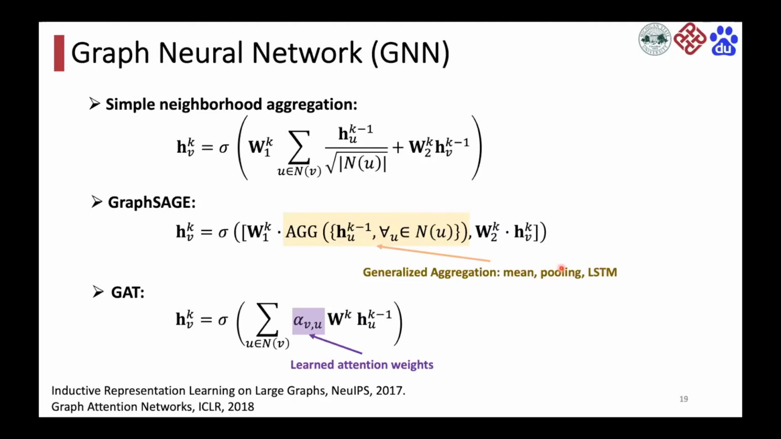Another representative GNN model is the GAT, the graph attention networks. The GAT implicitly assigns different weights to different nodes in the target node's neighbors. Here alpha_vu is a learnable attention weight, indicating the importance between node v and node u.